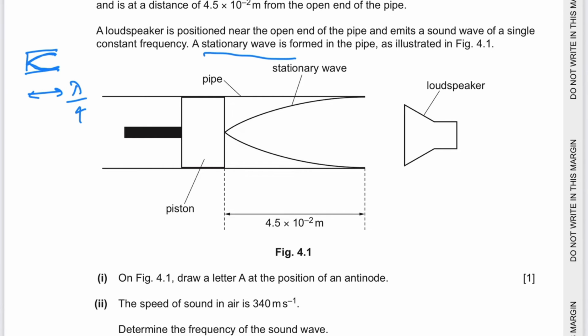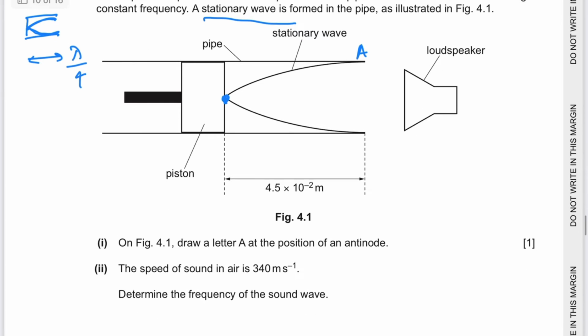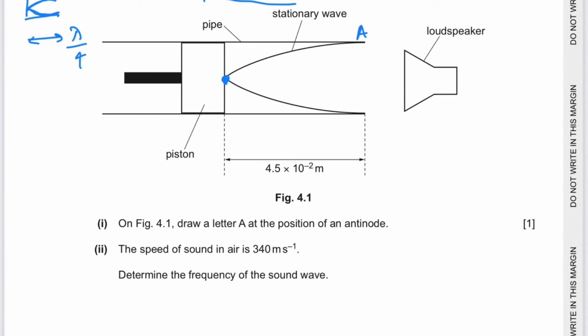On figure 4.1, draw a letter A at the position of an antinode. So that's this one over here. Antinode is where the amplitude is maximized, and antinodes occur at open ends, whereas you will see that nodes, which is this point over here, occur at closed ends. The speed of sound in air is 340 meters per second.